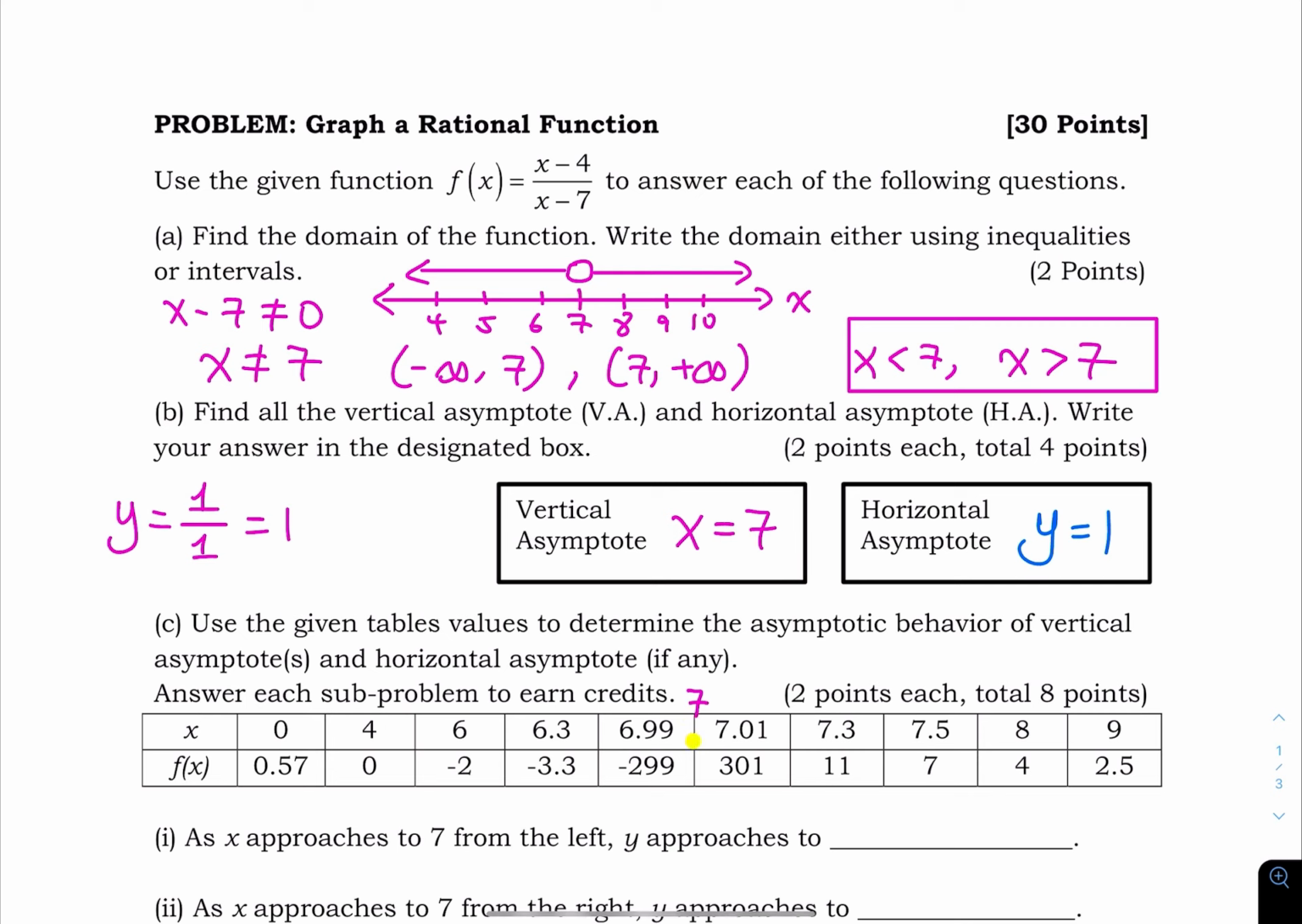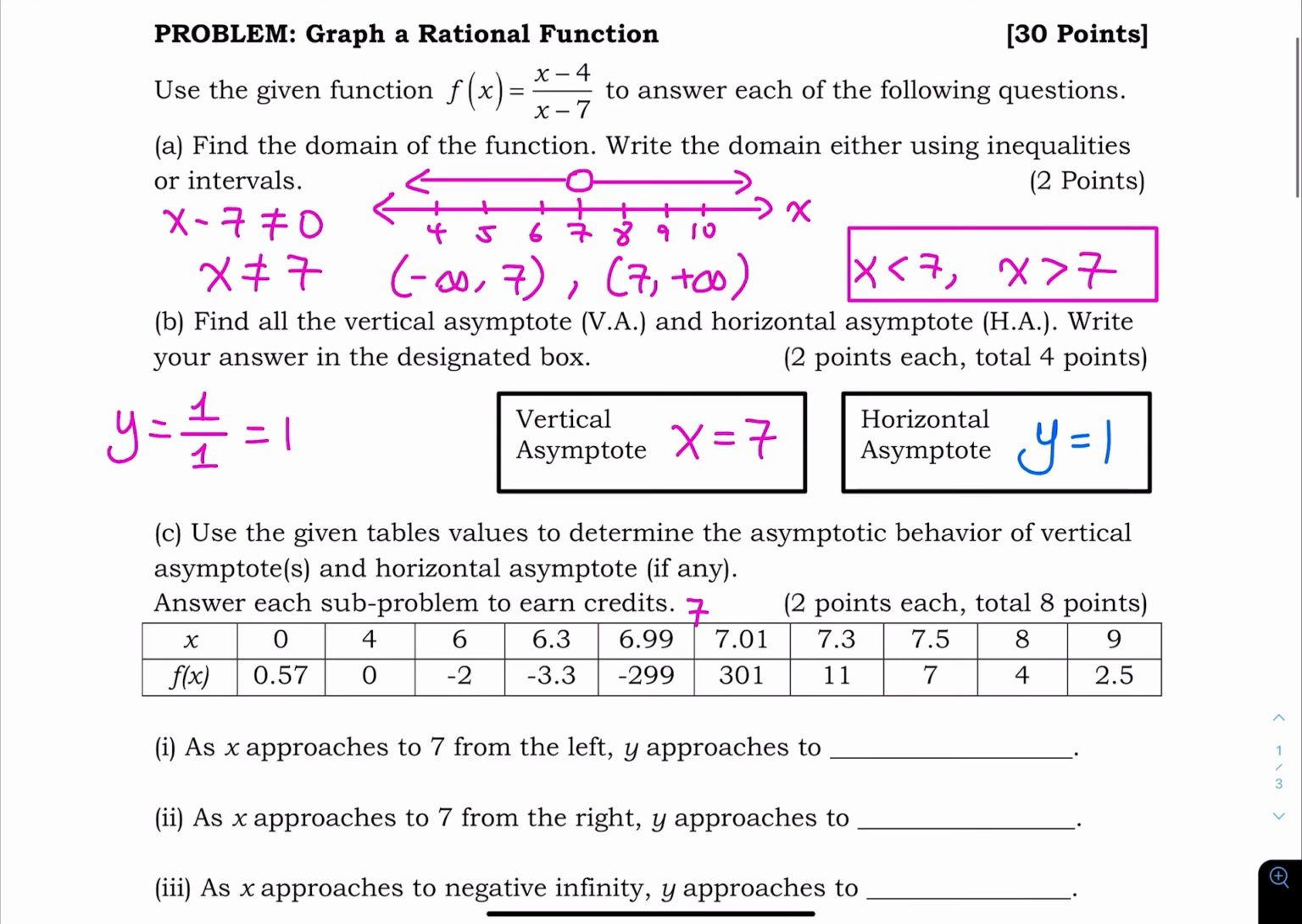So 7 is just right there. This is a number that is a little bit less than 7. This is a number that is a little bit greater than 7. So when x is a little bit less than 7, wow, y is negative 299. So that is like negative infinity, right? So the graph drops all the way down. When x is equal to positive 7, y is very large.